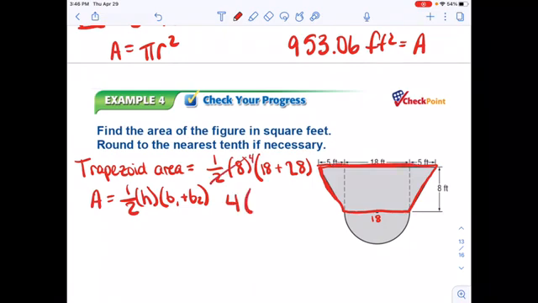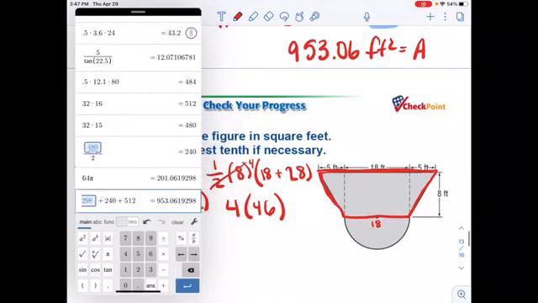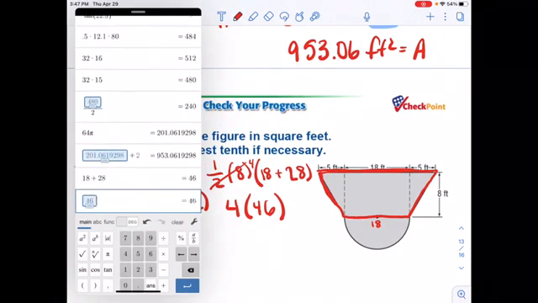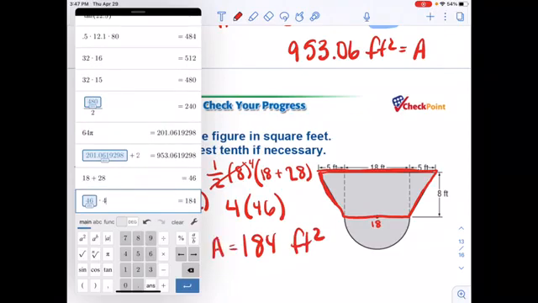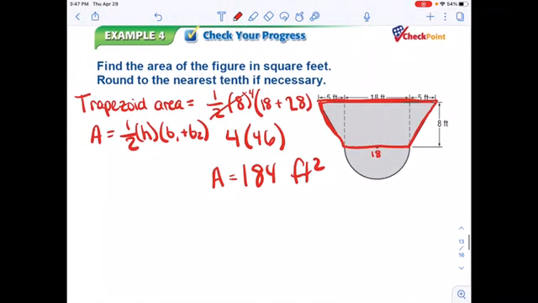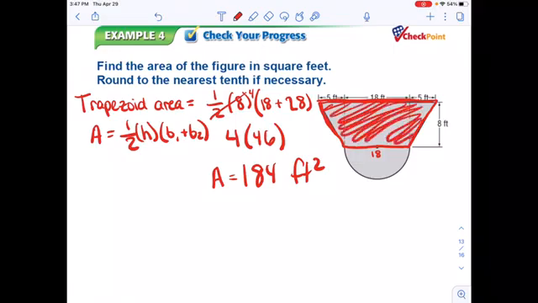So 4 times 18 plus 28 is 46, I believe, but I will check. Yep, and then I will multiply that by 4, and I get 184 square feet for that area. Not total area though, almost forgot. I still have to find the area of my circle. So I found the area of my trapezoid. Sometimes it's easier to color what you finished.